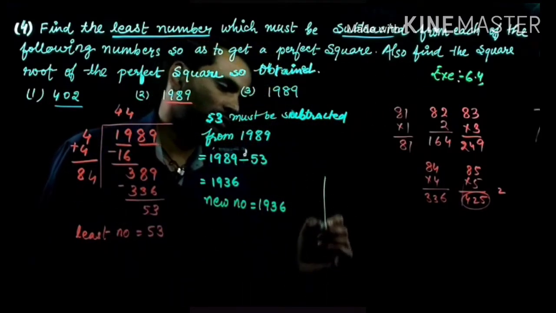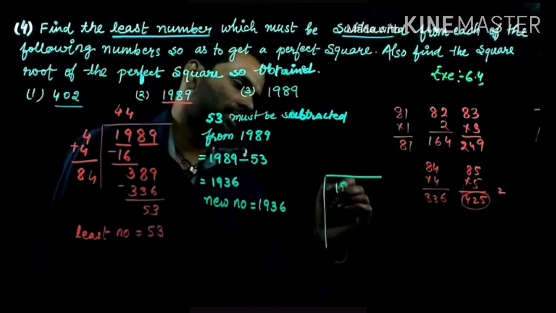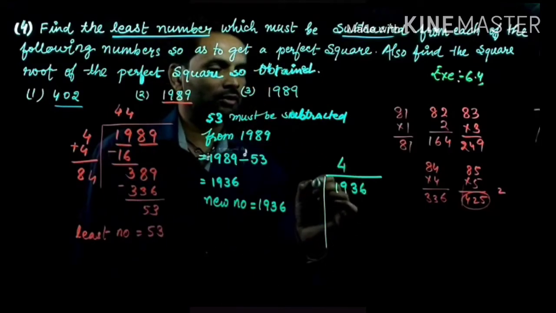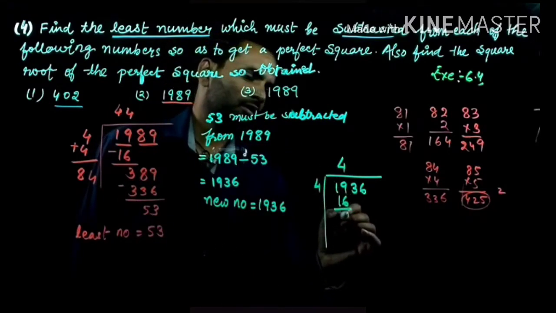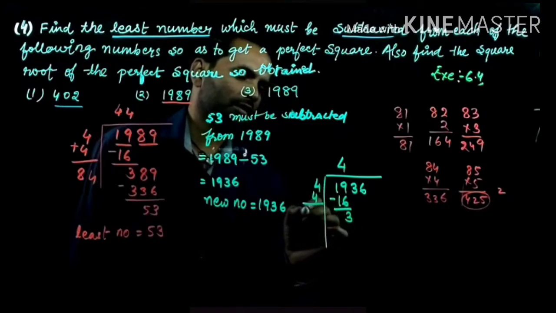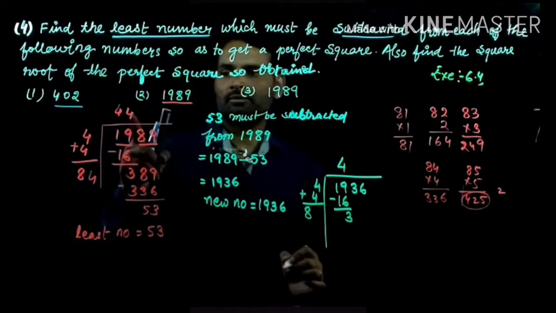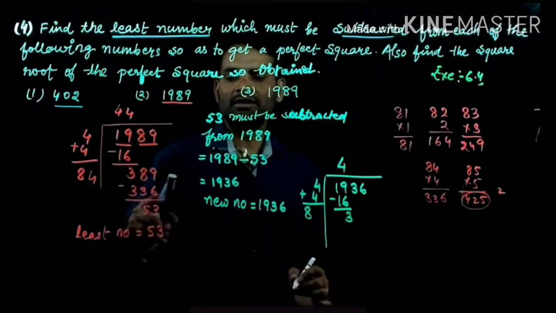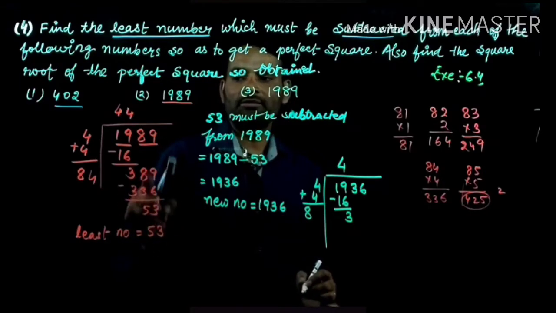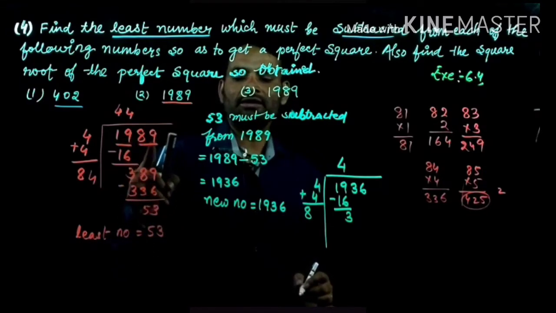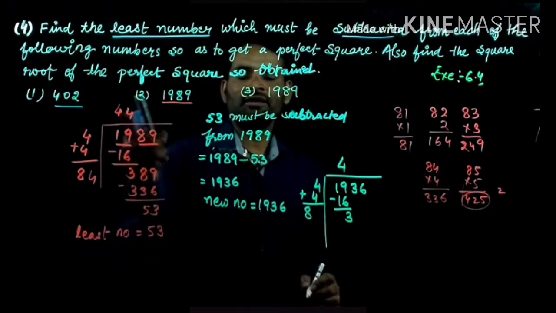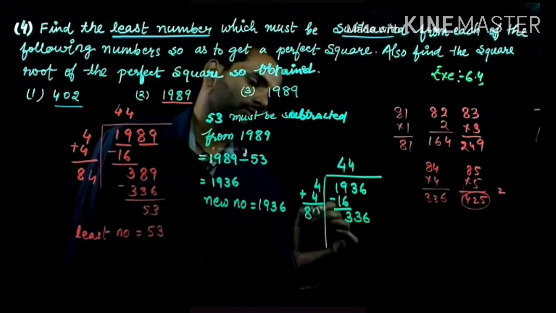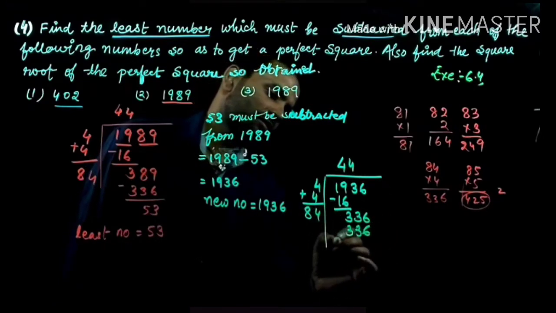You find the square root of the new number, 1936. First time you take 44, and 4 times 4 is 16, then 3, and 4, then add. This 44 is the perfect square root of 1936, but the remainder 53 must be subtracted from the given number. The square root of 1936 is 44, again 4 times 4 is 16, and 4 times 84 is 336.